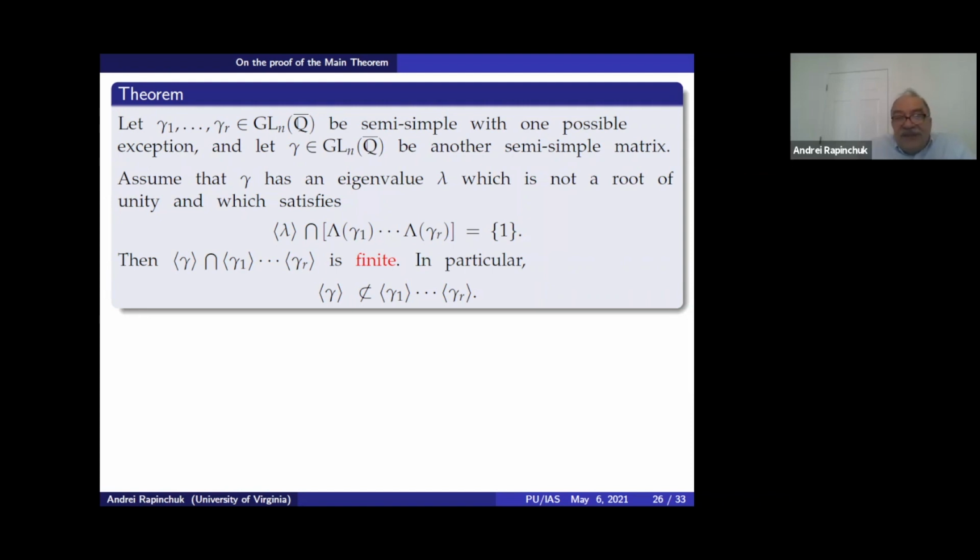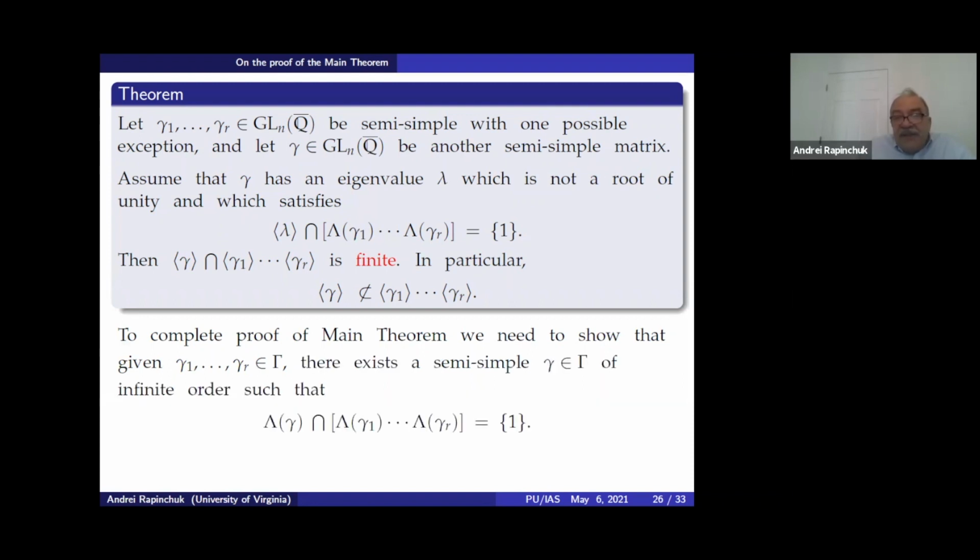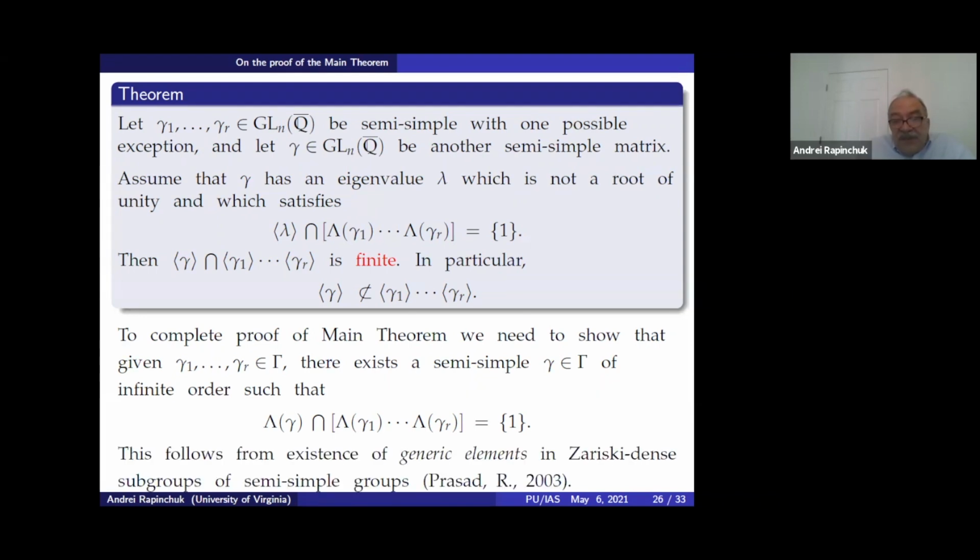And this statement is quite general. We hope that it can be used for other questions involving linear groups, not only bounded generation. Now, in order to conclude the proof of the main theorem, we need to show the following: suppose we have a bunch of elements in our group gamma. We want to construct another semisimple element whose eigenvalues are disjoint from the eigenvalues of the given elements. And this can always be done, and that's a consequence of our results with Gopal Prasad on the existence of generic elements in arbitrary Zariski dense subgroups. That was proved a while ago, and since then there were different variations. So that's basically the proof of the main theorem.